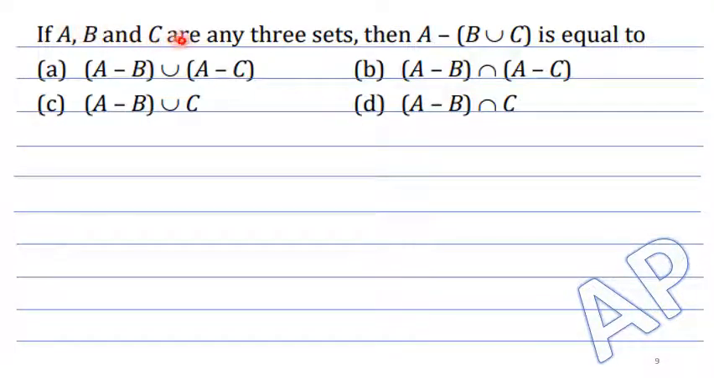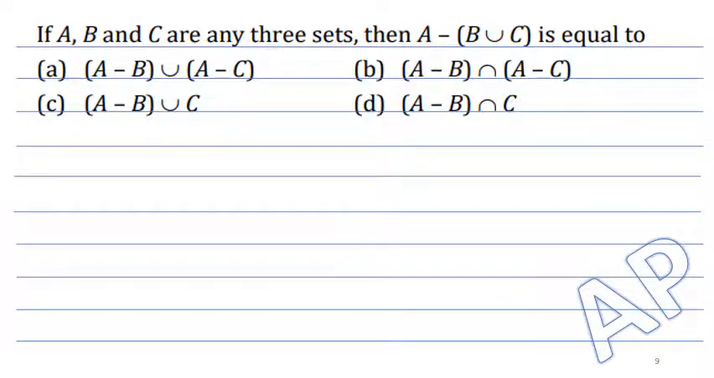If A, B and C are any three sets, then A minus B union C is equal to option A, A minus B union A minus C, option B, A minus B intersection A minus C, option C, A minus B union C, option D, A minus B intersection C. This is by De Morgan's law we can answer this question.